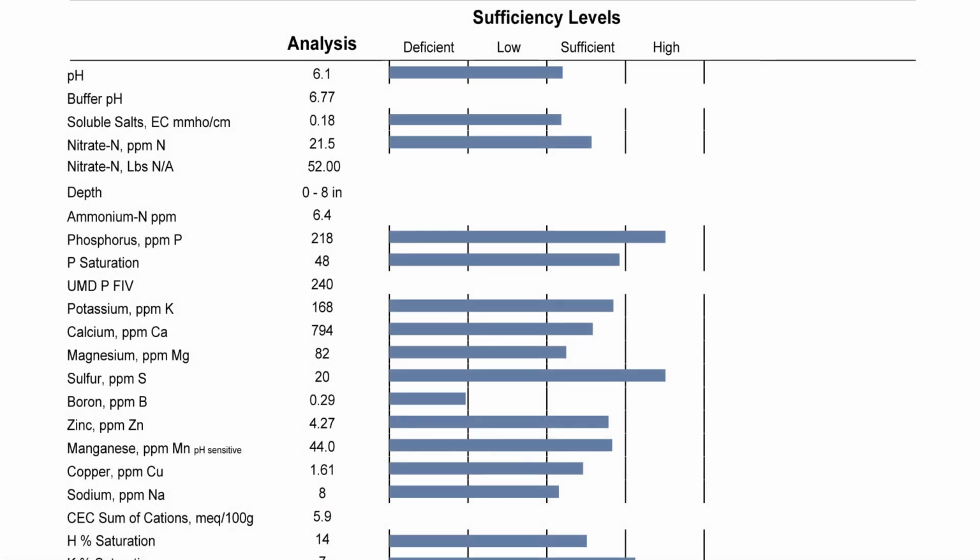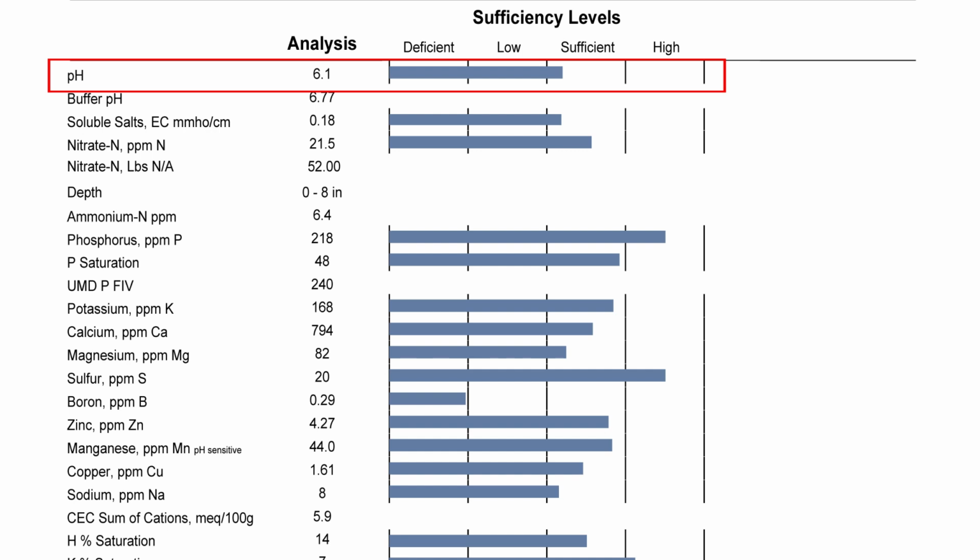So we have our results back from the lab, and the first thing we'd like to look at is our pH level in the field. We can see here our pH level is 6.1, which is slightly lower than we would prefer. The optimal range for pH is approximately 6.3 to 6.5 for cereal grains such as corn, soybeans, and winter wheat.